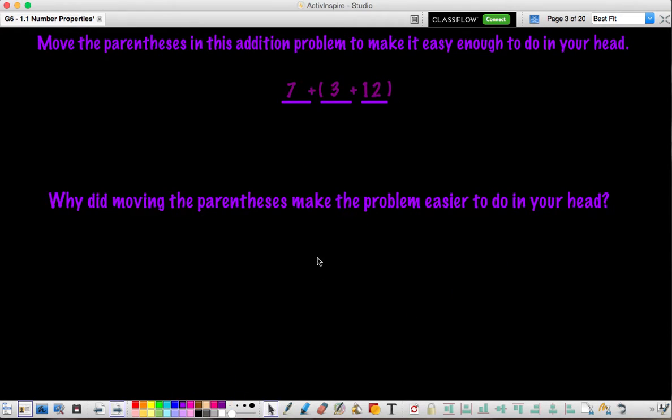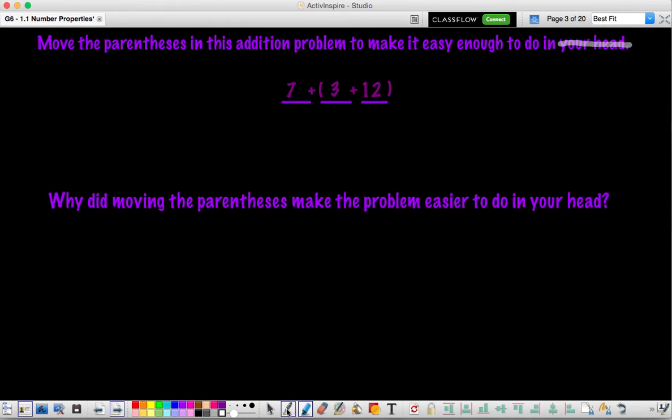Right, so here I have 7 plus the quantity 3 plus 12. Well, looking at it, these are fairly simple numbers to add together. So why would I want to move these groupings? Well, if I move the groupings, it's because I want to make it easier to do in my head. Now there's the key word. Easy enough to do in my head.